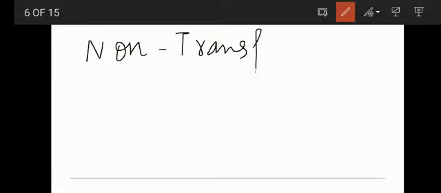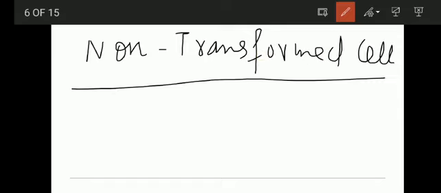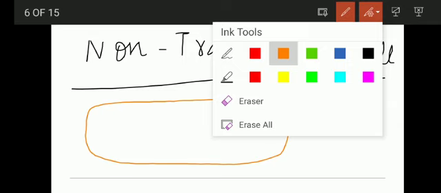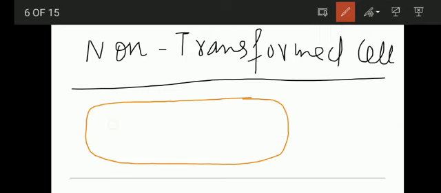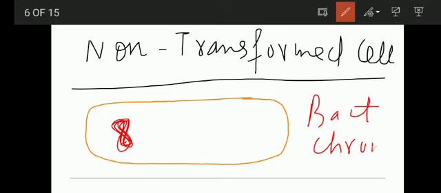Now we also have the non-transformed cell. In the case of the non-transformed cell, what will happen? In the host cell we will have only the chromosomal DNA. For example, in the case of this bacteria we have only the bacterial chromosome, and this is the non-transformed cell.